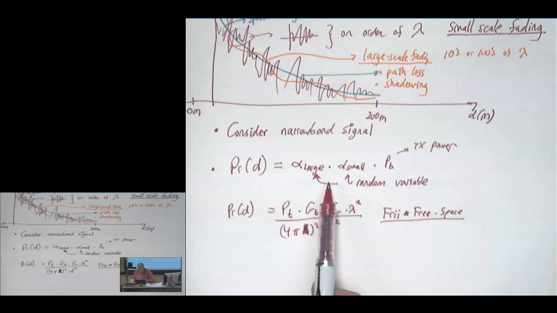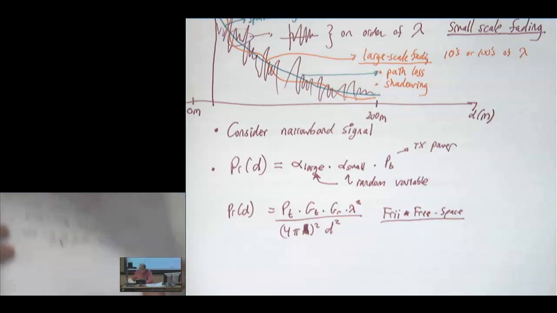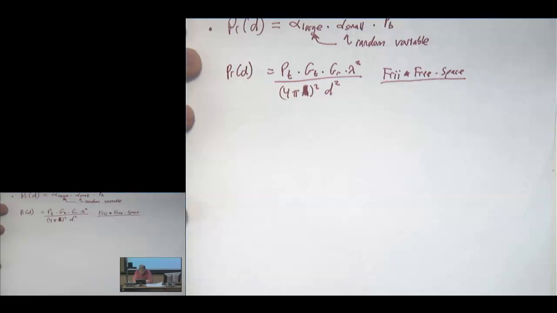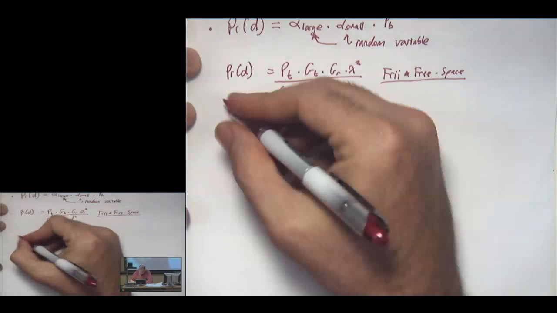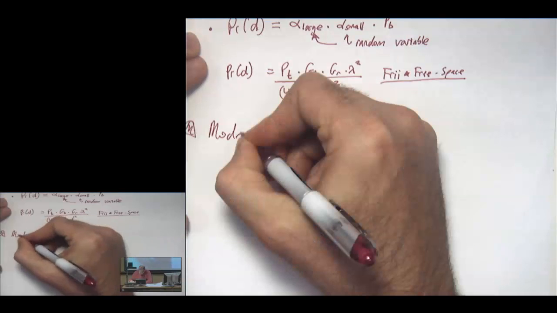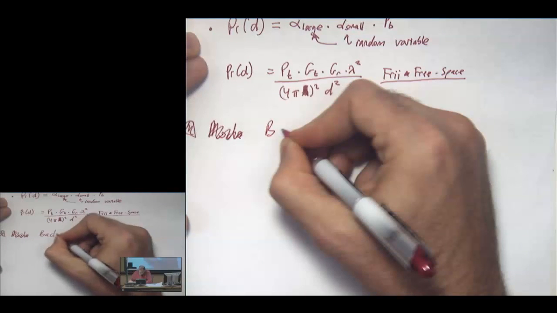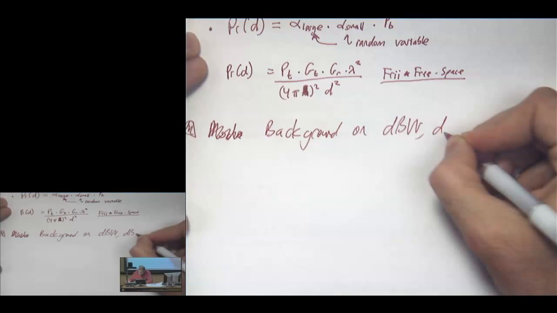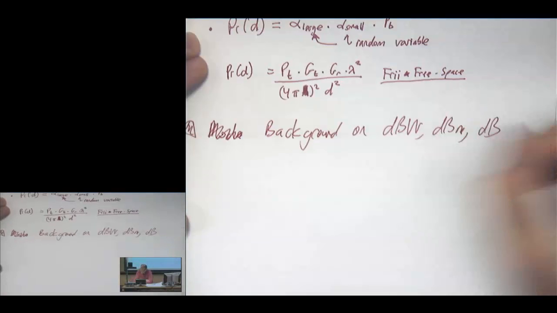Now I'm going to provide a little bit of background before we do this. I was just realizing I messed something up here, but that's all right, we'll get to it in a minute. So I want to provide a little bit of background on dB, dBm, and dBW.